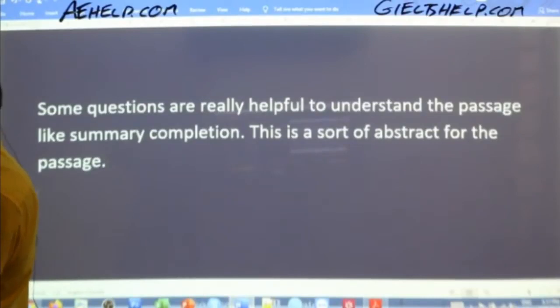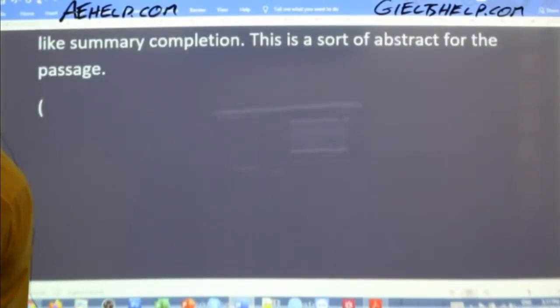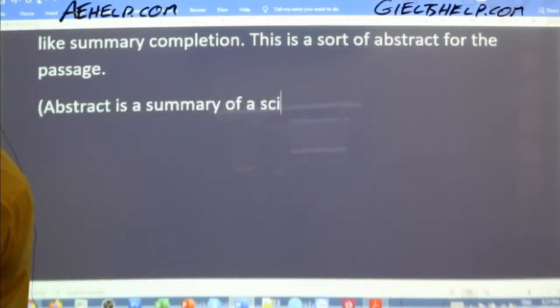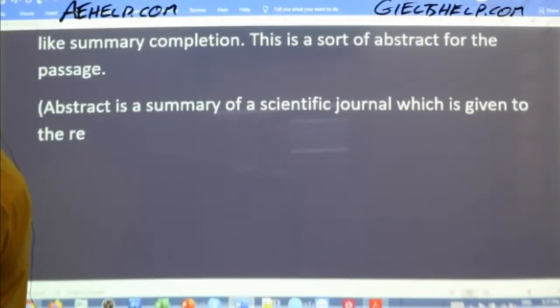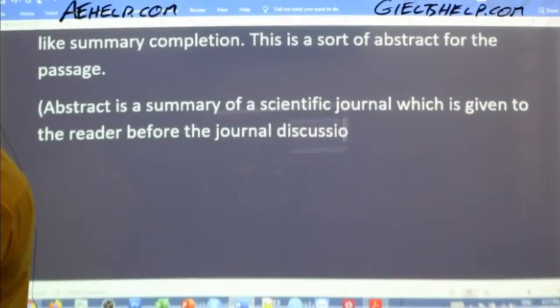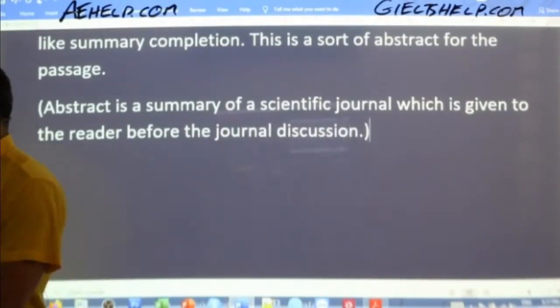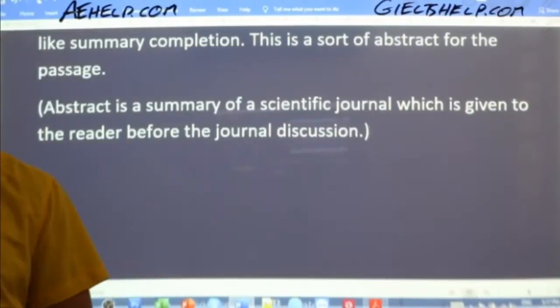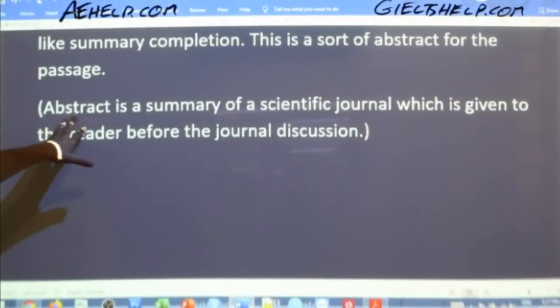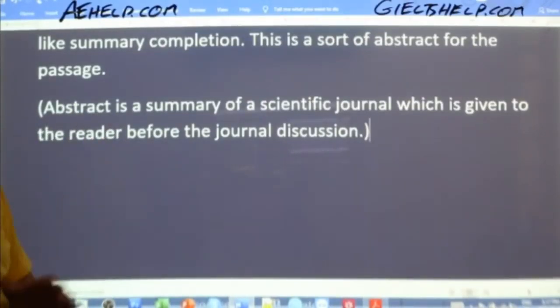Okay. Now, abstract is used in scientific journals, which is given to the reader before the journal discussion. Okay, so you university students will remember these abstracts. Okay, so it's not the same kind of abstract that you're thinking of where you can't touch or see it clearly. This is another definition of the word abstract. Okay. All right, so let's get into reading.